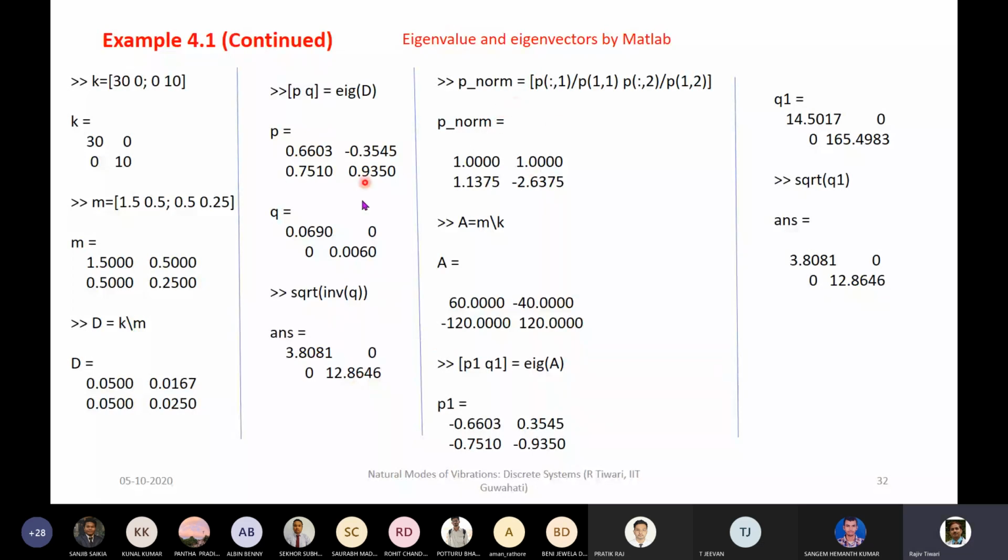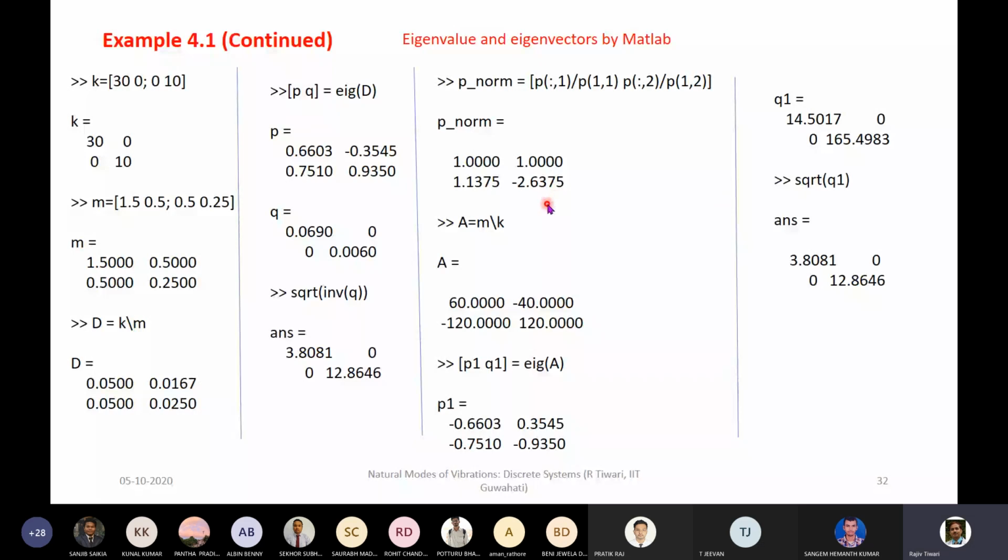Then this is the normalization. So normalization of the eigenvector. If I say this is 1, so you can see this value we obtained earlier, then the second will be this. So this is the first eigenvector. This is the second one.